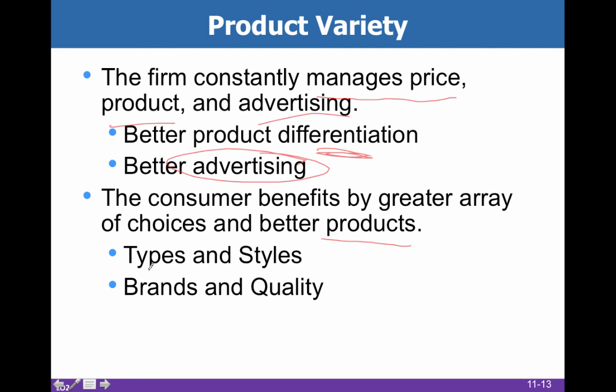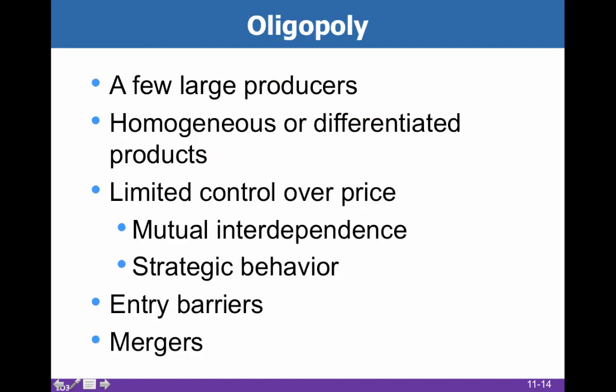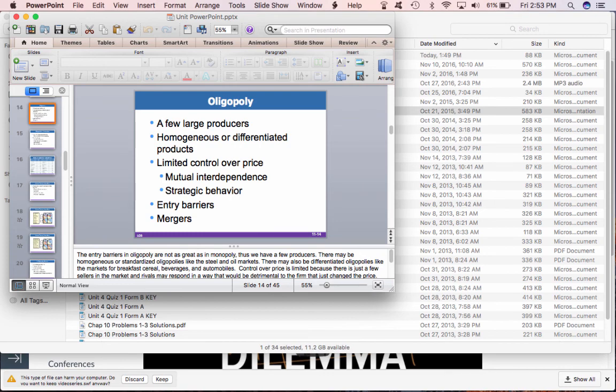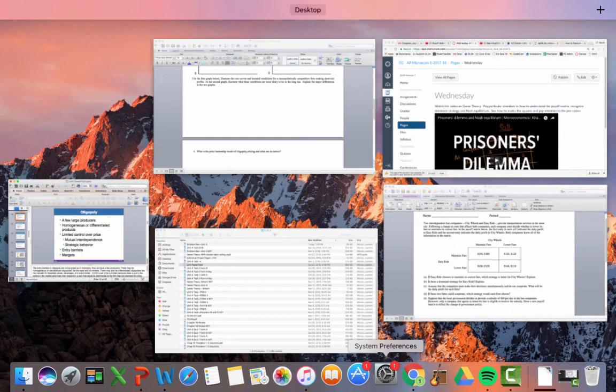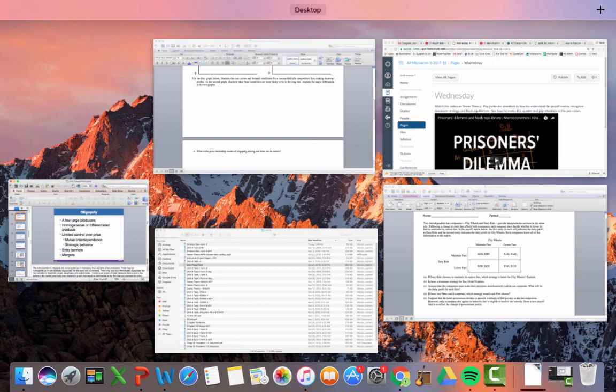All right, so we have brands in monopolistic competition and we have lots of variety, and that's a good thing. So that does it for monopolistic competition. We'll stop there and we'll pick up with our oligopoly portion later on.